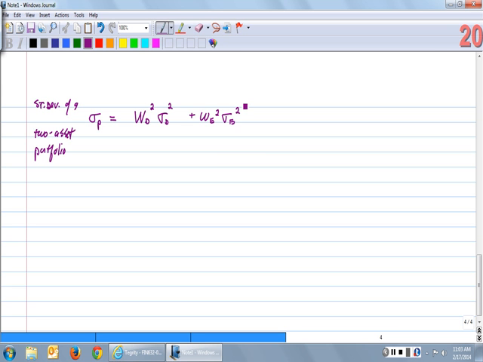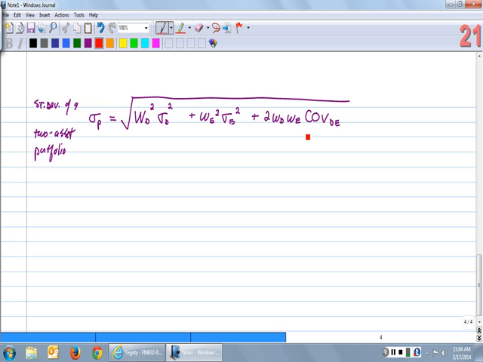squared, plus 2 times the weight in D times the weight in E times the covariance of asset D and asset E. And then we take the square root. Without the square root, without the radical, that would have been the variance of the portfolio. And then we take the square root of the variance and we get the standard deviation.